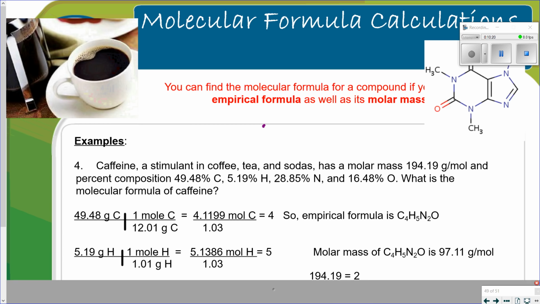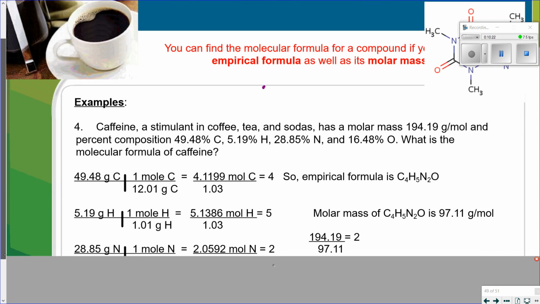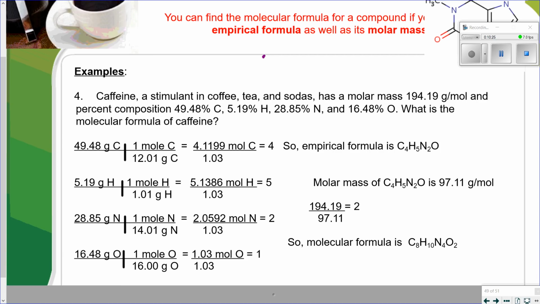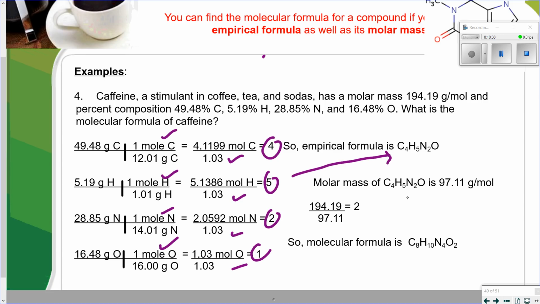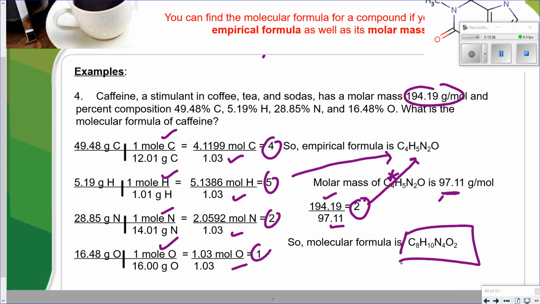So we converted to moles. Move this up a little bit for you to see. So we converted to moles here, here, here, here. Then we divided by the smallest here, here, here, here. That gave us our subscripts here. And then what we had to do was calculate the empirical mass. And so then we took the molecular molar mass that was in the problem and divided it by the empirical mass to get 2. Of course, that's not the answer. So then we have to take that 2 and multiply it to each one of those, and this is your molecular formula.